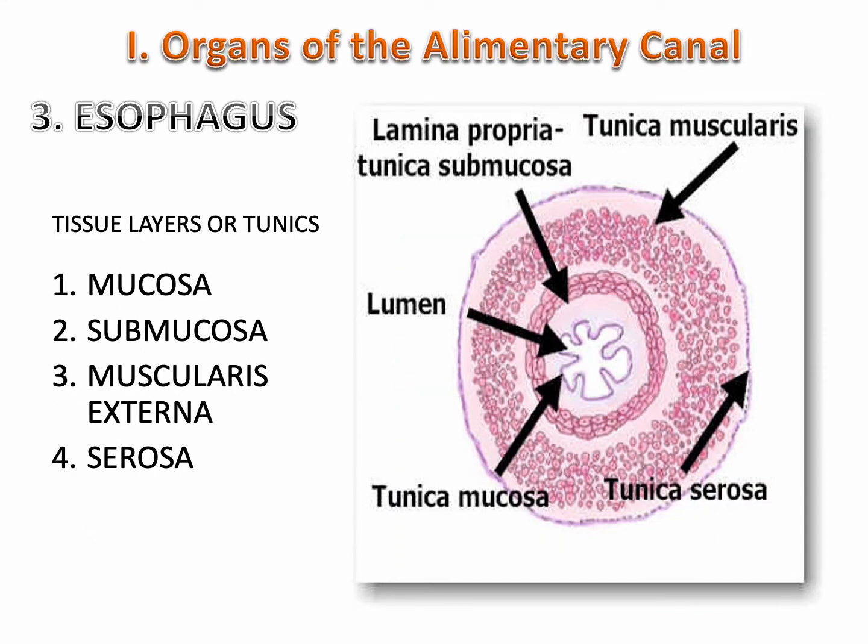The walls now of the alimentary canal from the esophagus actually hanggang large intestine. They are made up of the same four tissue layers or tunics. Here we see the mucosa, it's the innermost layer. Yung submucosa naman, it's a soft connective tissue. It contains the blood vessels, the nerve endings, meron diyang MALT or mucosa-associated lymphatic tissue, nandyan din ang lymphatic vessels.